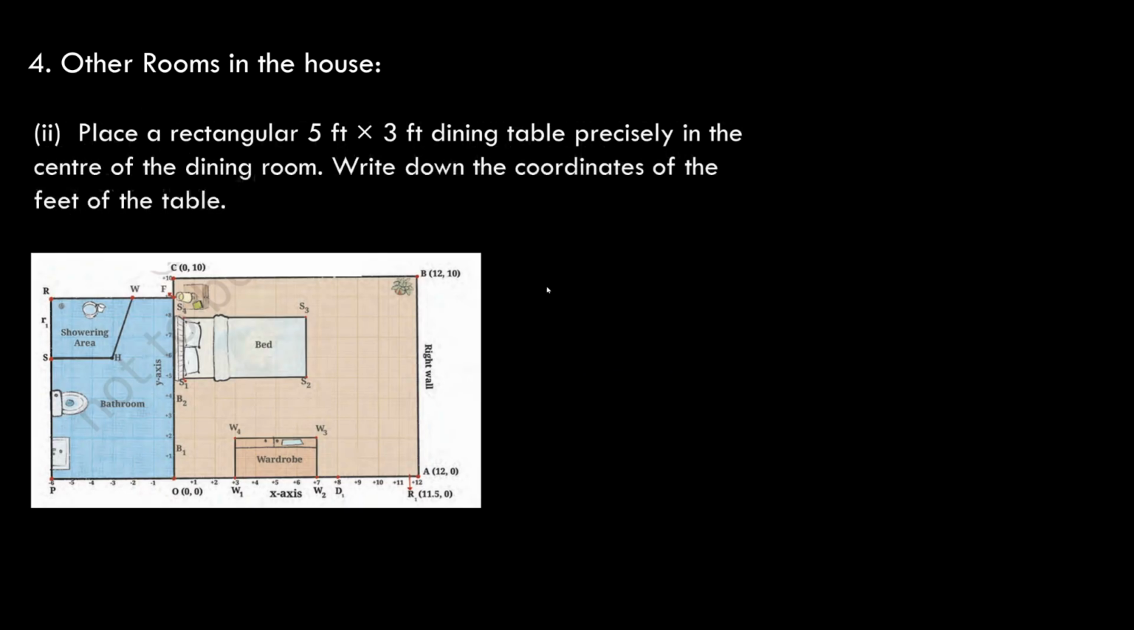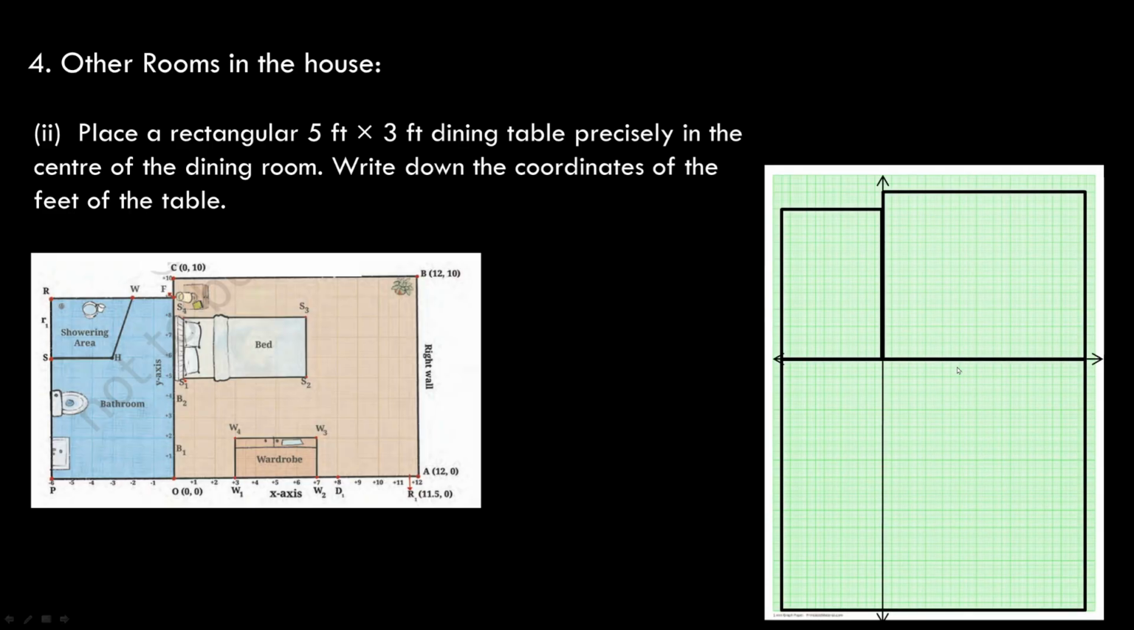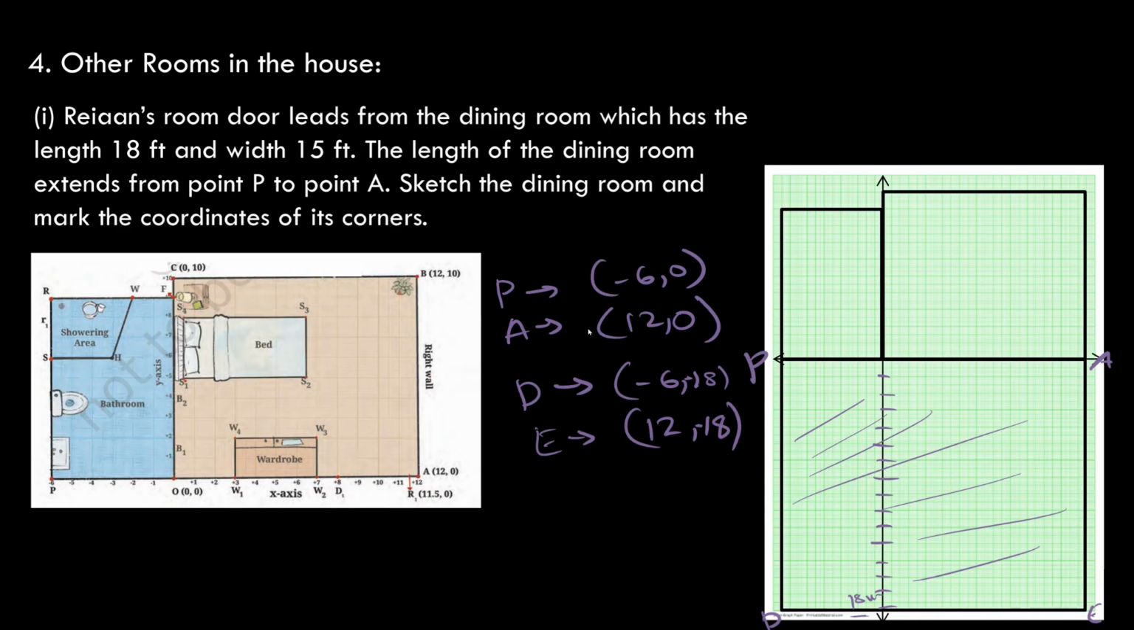Now next question. Place a rectangular 5 by 3 feet dining table precisely in the center of the dining room. So we need the graph again, and so here it is. Write down the coordinates of the feet of the table precisely in the center of the dining room. We are told here, so let's look at our coordinates. Minus 6, 0, 12, 0. Minus 6, minus 18, 12, minus 18.